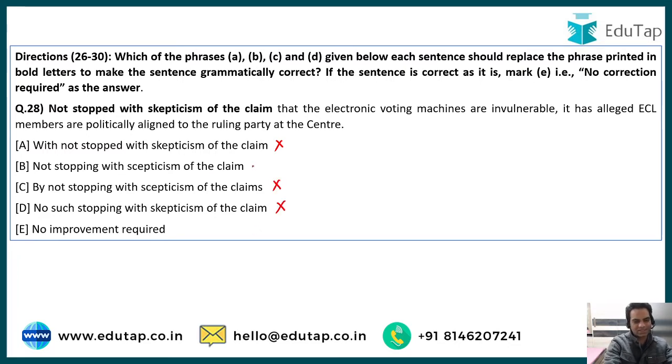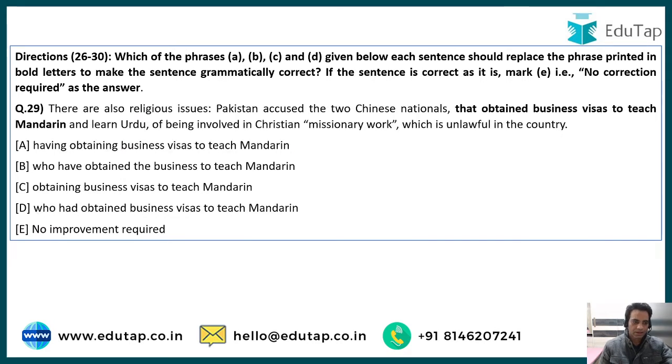So the correct answer for me is option number B. Not stopping with skepticism of the claim that the electronic voting machines are invulnerable, it has alleged ECI members are politically aligned to the ruling party at center. That is the correct answer, guys. Moving ahead, guys, question number 29.